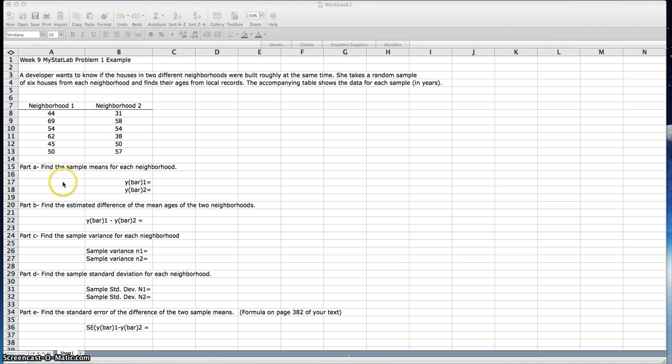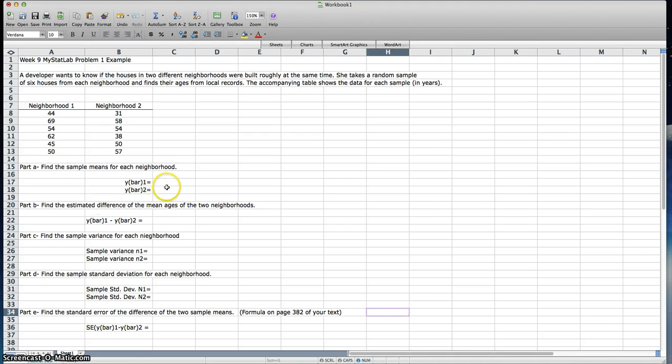First part of our problem asks us to find the sample means for each neighborhood. Well, we know the mean is basically the average, and in Excel that's what we do. We find the average. So let's go ahead and let Excel do that for us. So our sample mean for neighborhood 1, which is our Y bar 1, we'll start typing in the formula equals, start typing average. There it is right there. Click on it, it's asking us for the data. So let's highlight our data, and all we have to do is hit enter. And there we have it. The sample mean for neighborhood 1 is 54 years.